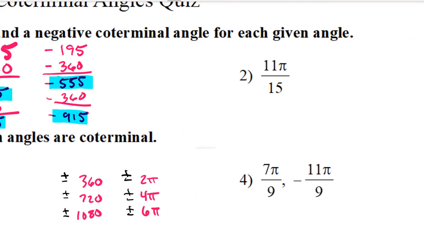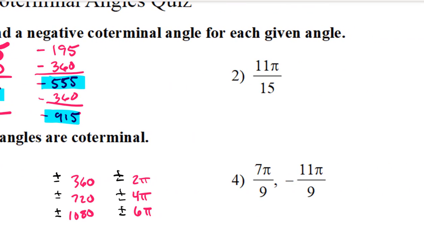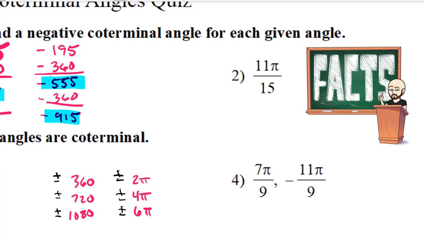Now, on the 11 pi over 15, this one's going to be a little bit different, right? Because here, what we've got to do is we're in radians. So 2 pi, because 360 degrees is the same thing as 2 pi. But my denominator, so magic number here, is 15. So I got to double that. And that's going to give me 30 pi over 15. Because if you reduce that, you get down to the 2 pi.